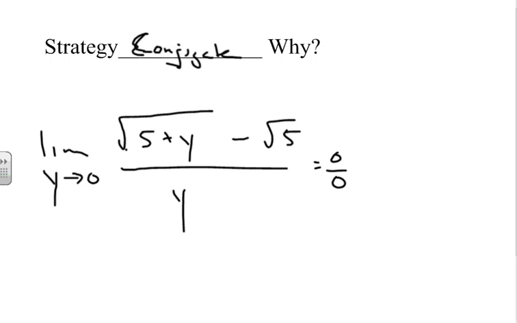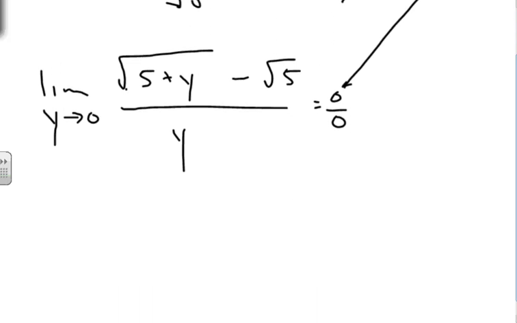Why? Because we see the square roots. Square roots are kind of the key indicator in the function, and when we get 0 over 0, that's the main thing. Not all square roots require it, but a lot of times you do. So when we have this, we're going to eliminate this hole because it's an indeterminate form. There's a hole here at y equaling 0.